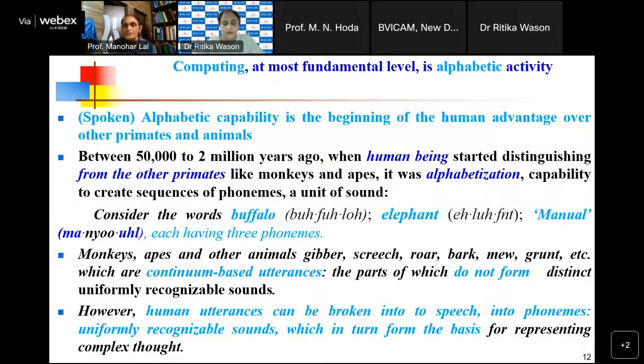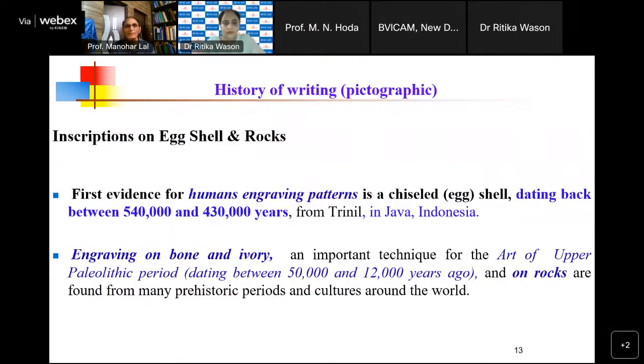They gibber, screech, roar, etc. But those are a continuum, not broken up, and they are not alphabetized. However, human utterances can be broken into speech, into phonemes, uniformly recognizable sounds, which in turn form the basis of representing complex thoughts. I'll explain further.